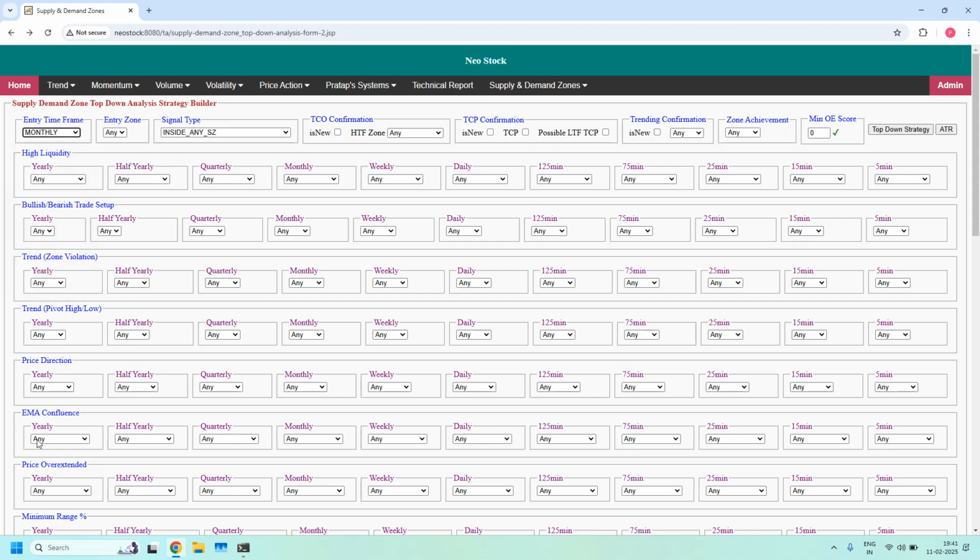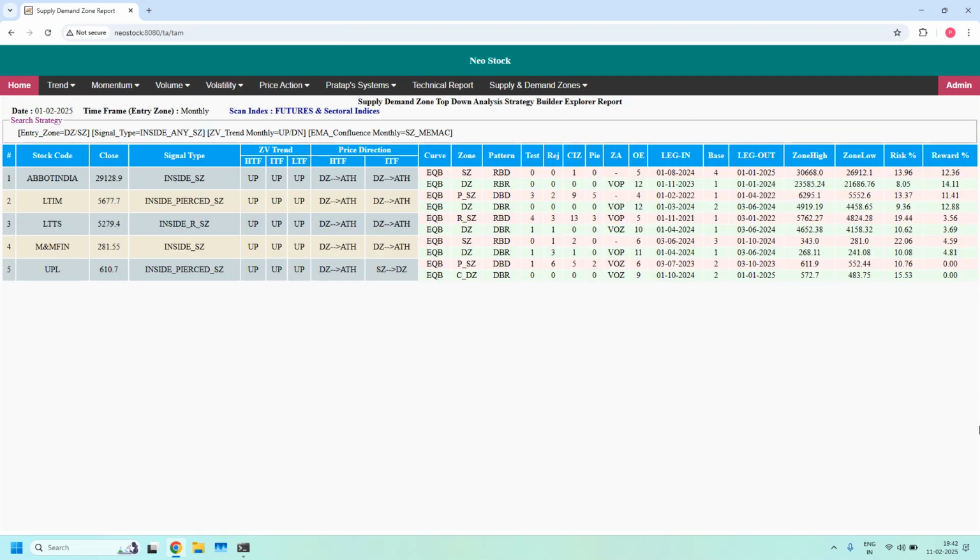So in the EMA Confluence at monthly time frame, I am setting the filter monthly supply zone with monthly EMA Confluence. Trend on monthly is either up or down. With these filters, we got 5 stocks. These 5 monthly supply zones are having monthly EMA Confluence. Okay, this is about monthly time frame.